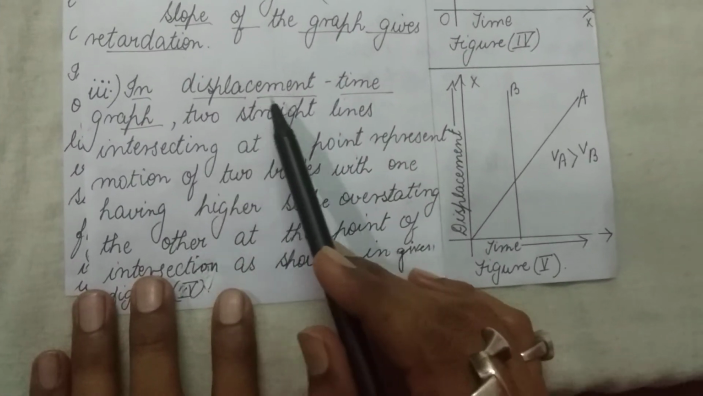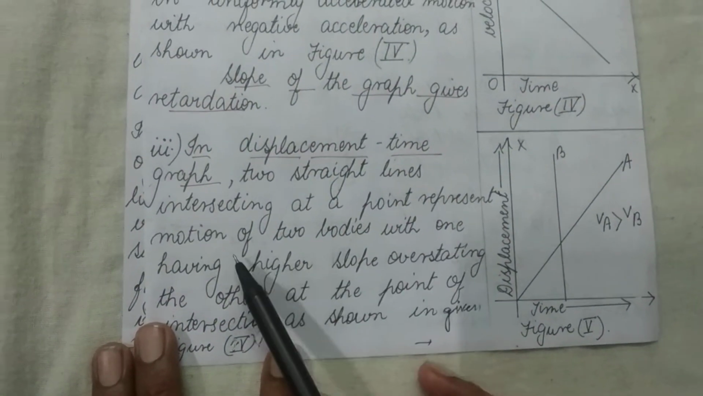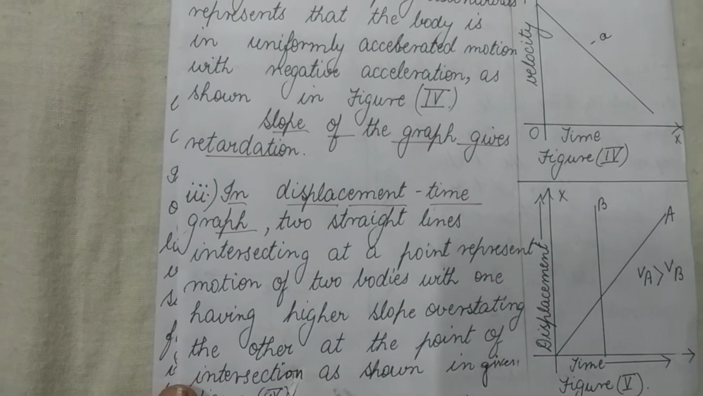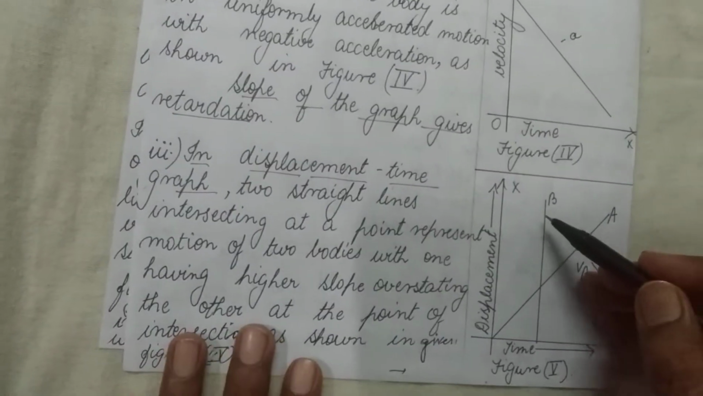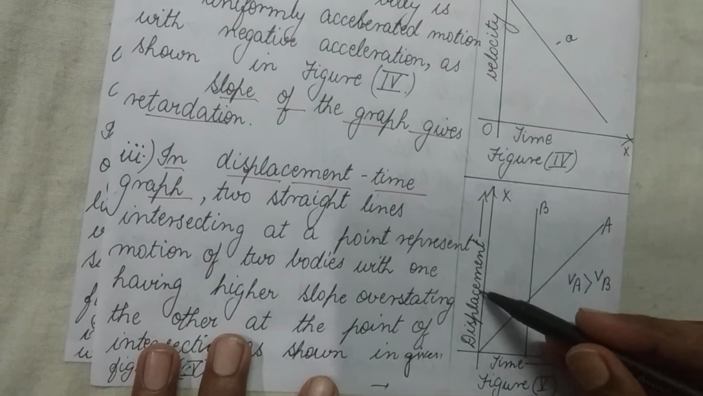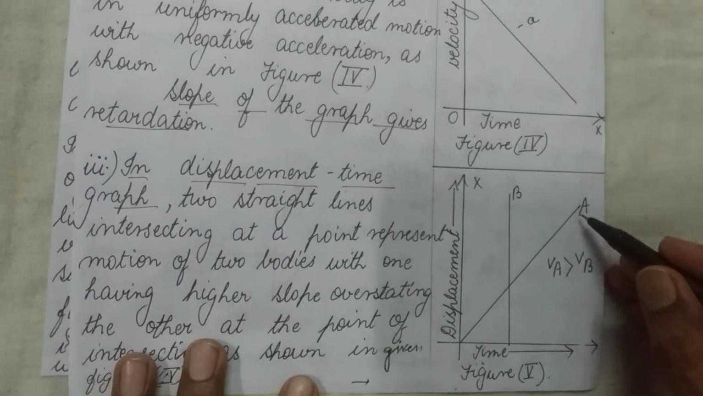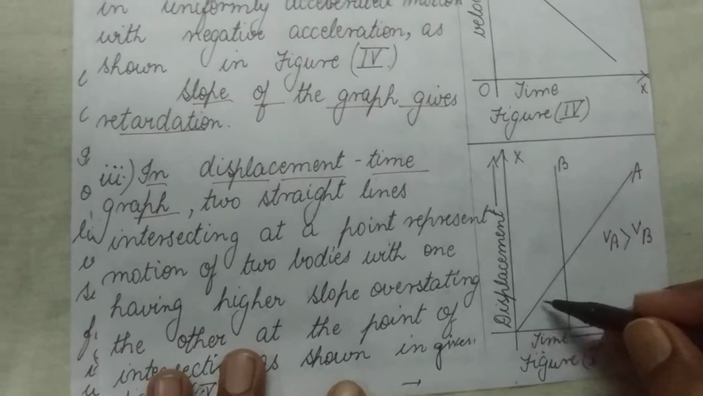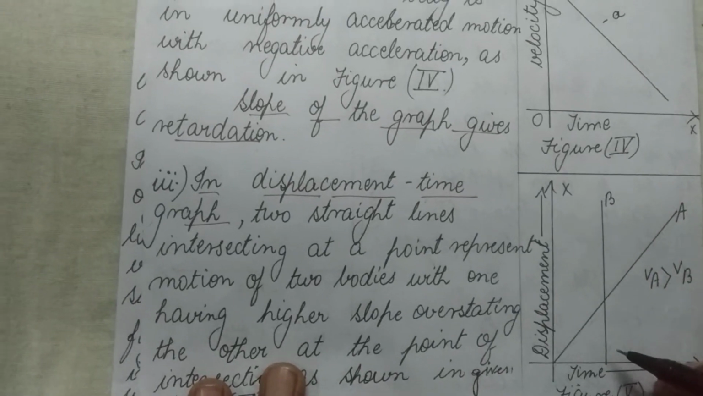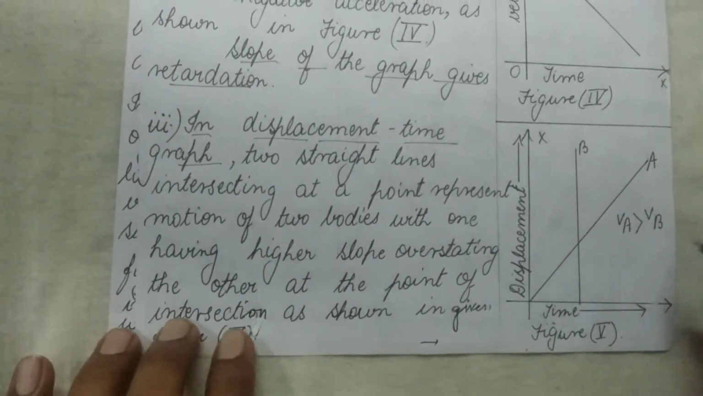Now it is given the displacement time graph for two straight lines intersecting at a point, representing the motion of two bodies, one having a higher slope and the other a lower slope, as given in the figure. These two graphs show the velocities. It is the graph for body A and that is the graph for body B. The one whose slope is more has more velocity, and the one whose slope is less has less velocity. So you can say the velocity of A is more than the velocity of B, as shown in the figure.